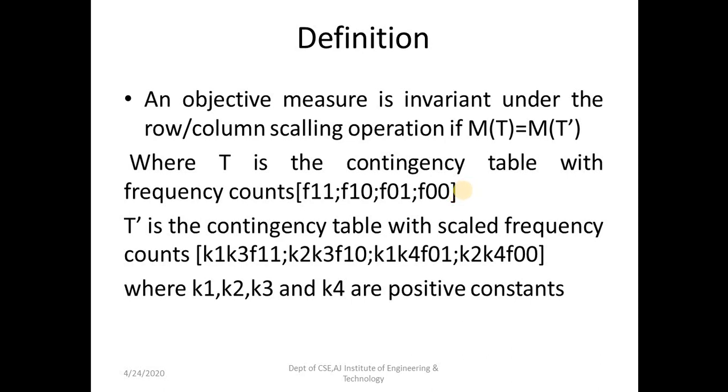Let us see the definition of scaling property. An objective measure is invariant under the row-column scaling operation if M of T is equal to M of T dash, where T is the contingency table with the frequency counts f of 11, f of 10, f of 01 and f of 00, and T dash is the contingency table with the scaled frequency counts, that is k1 k3 into f of 11, k2 k3 into f of 10, k1 k4 into f of 01 and k2 k4 into f of 00, where k1, k2, k3 and k4 are positive constants.